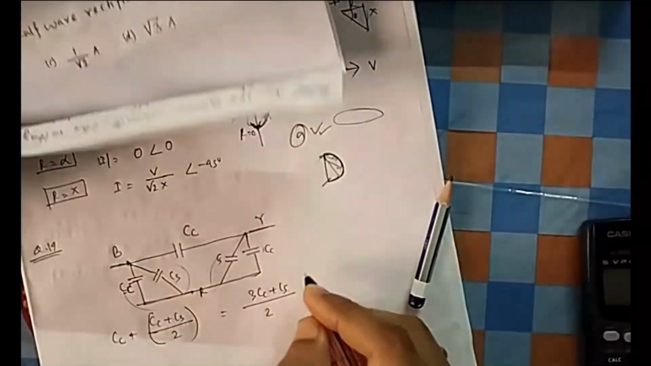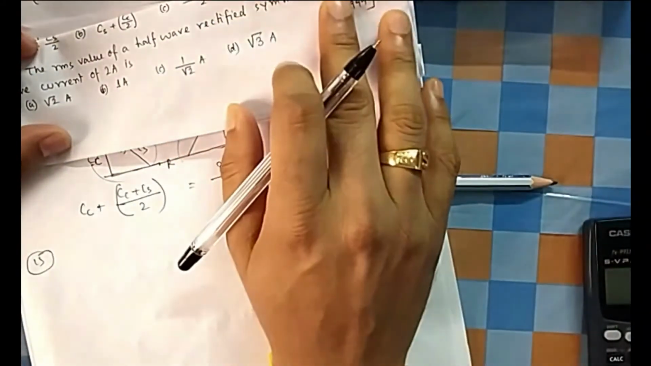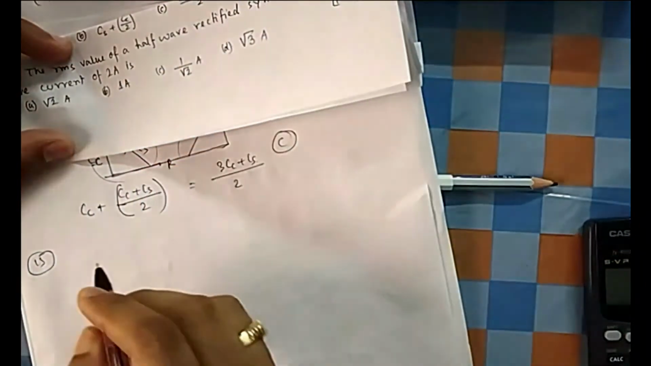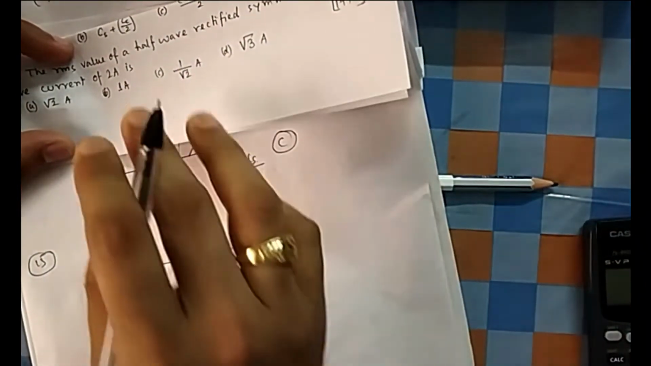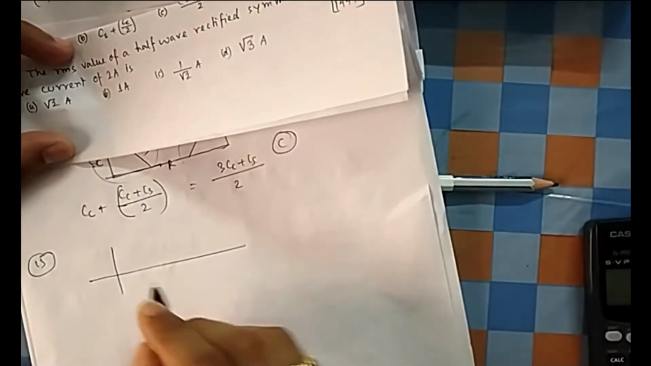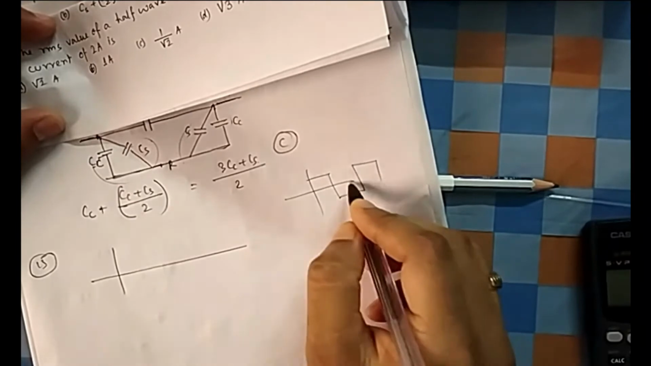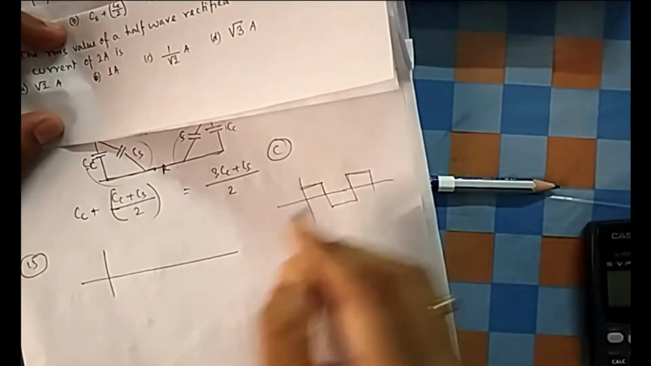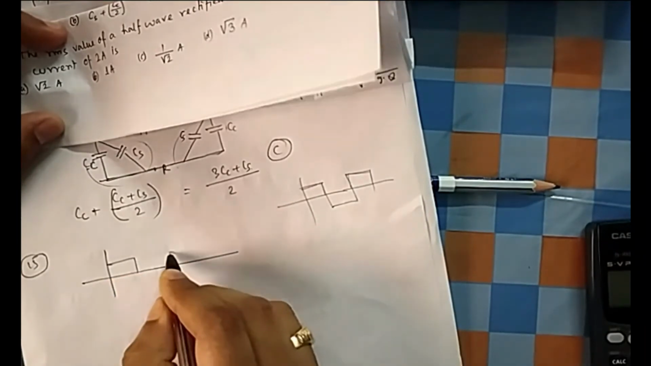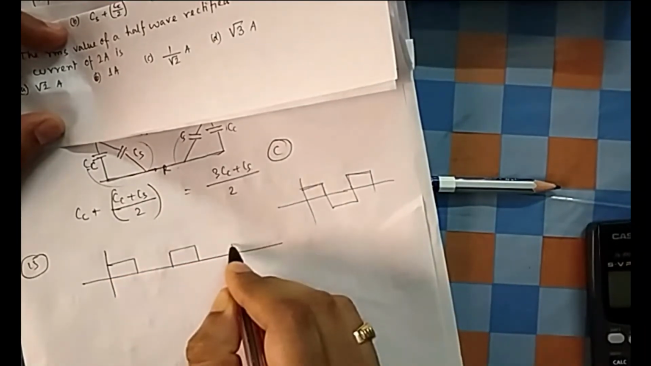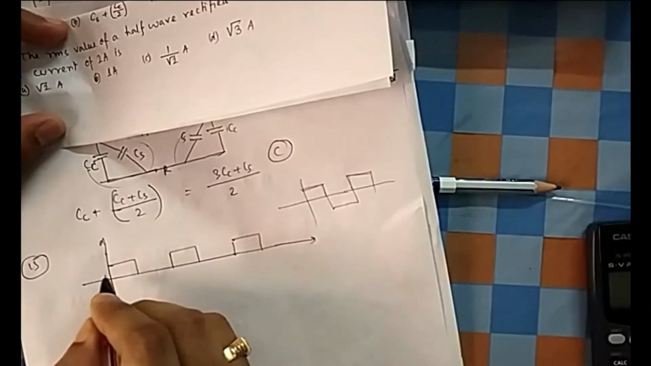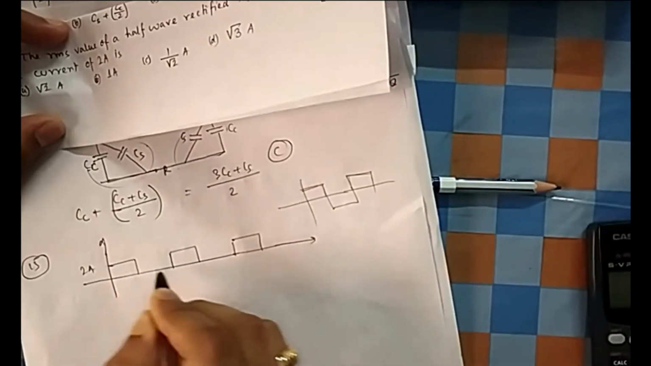I think option C. The RMS value of the half wave rectified symmetrical square wave current. You know, this is the shape of a square wave. So it is rectified half wave. Half wave means you will get only the positive half. So it is something of this fashion. They are asking you the RMS value of this. The current is 2 ampere. The magnitude, the height, is 2 ampere.